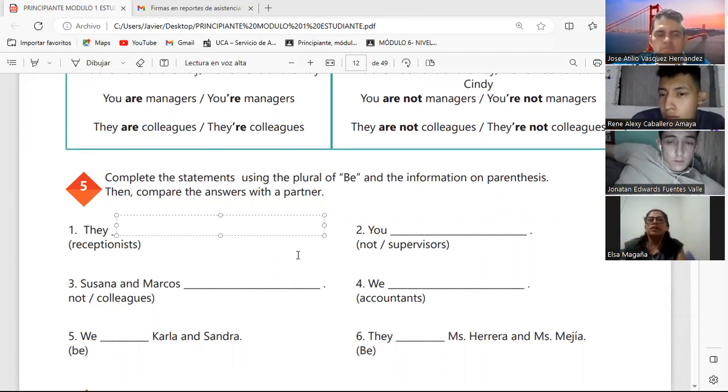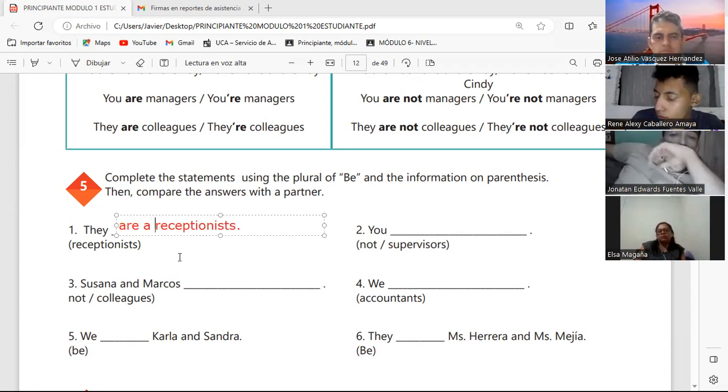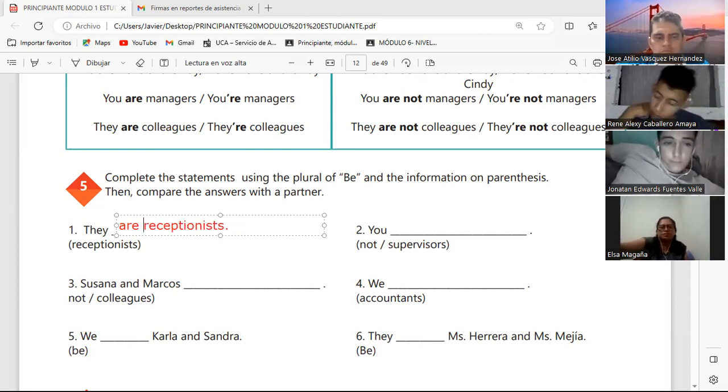They are receptionists. They are, excellent. They are receptionists. Okay, notice that in this case, you don't have to say a. No, it's not necessary because a is for singular, right? A is for singular. And in this case, it's plural. So in plural, we don't say a and an, right?